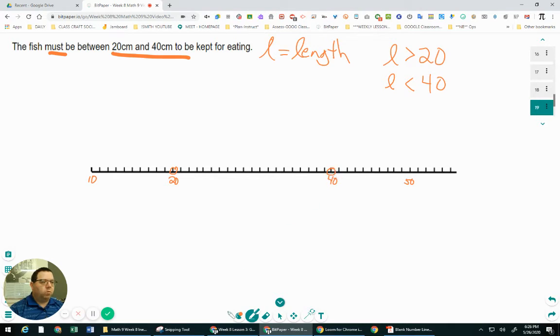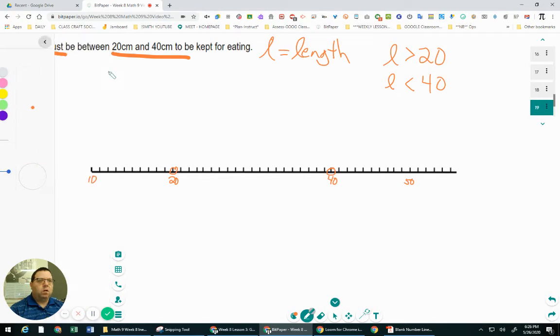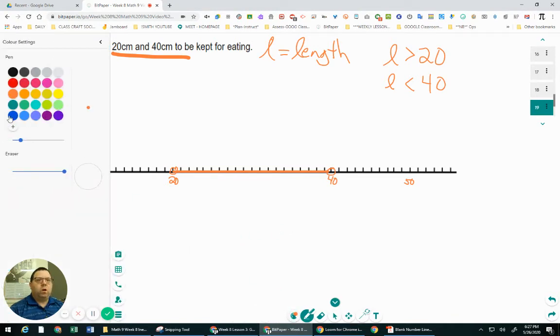So this time I will be a little bit more clever, and I will use a straight line to connect those points, and I'll make it a little bit thicker. We'll start right here, and I'll go right to 40. Look, that's a little bit nicer, right? That's your solution.